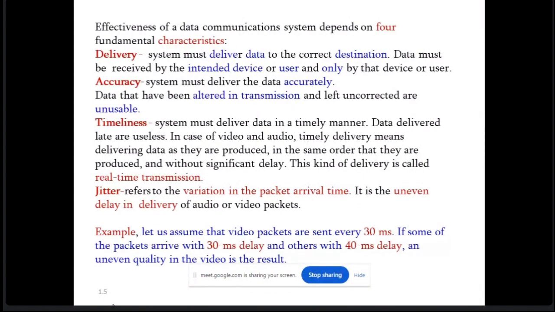The jitter refers to the variation in the packet arrival time. That's a variation in the packet time.